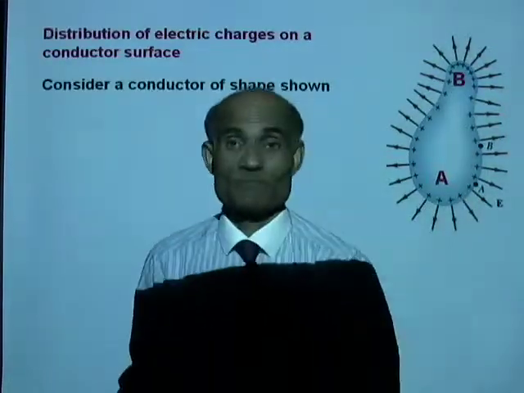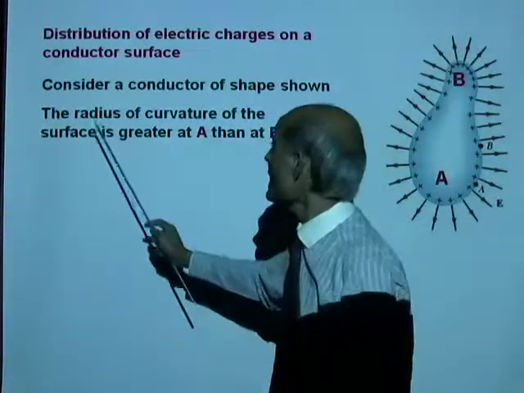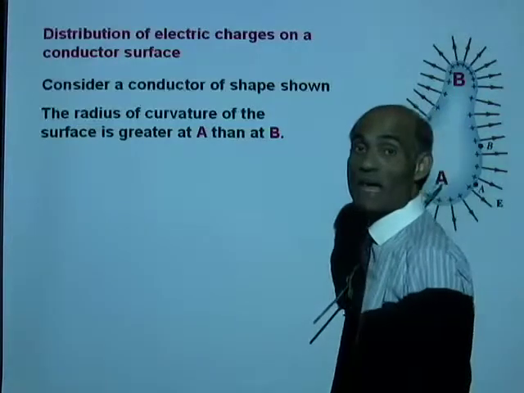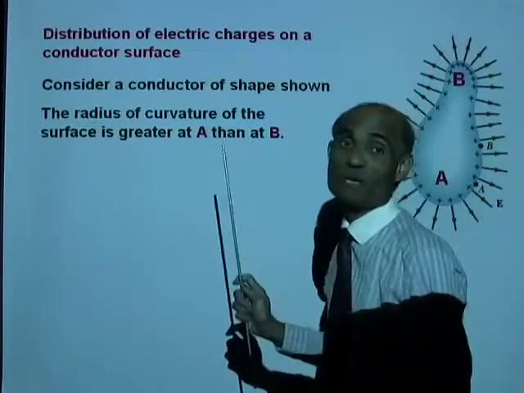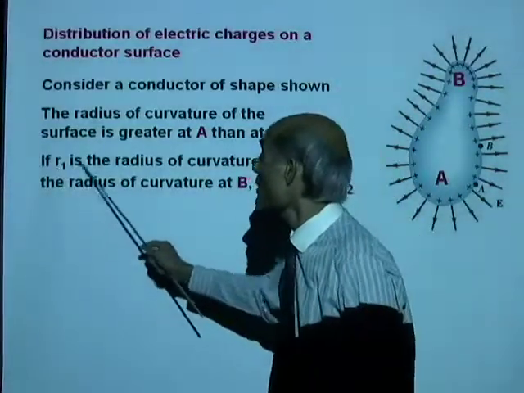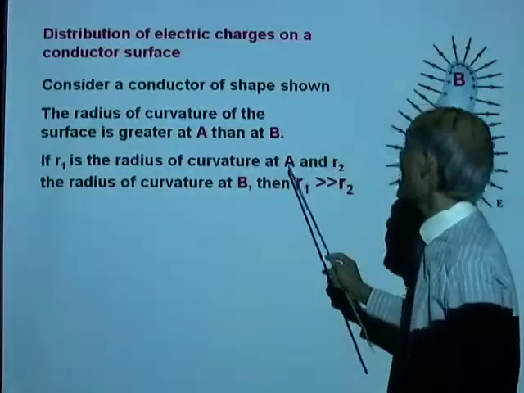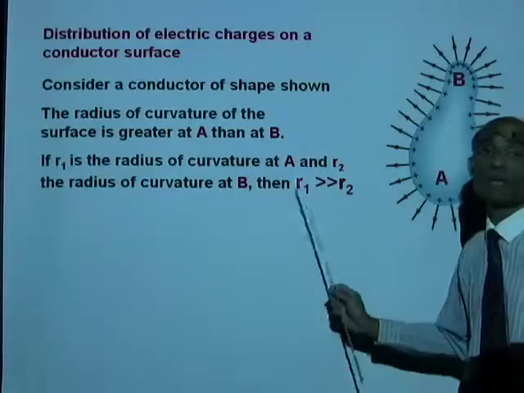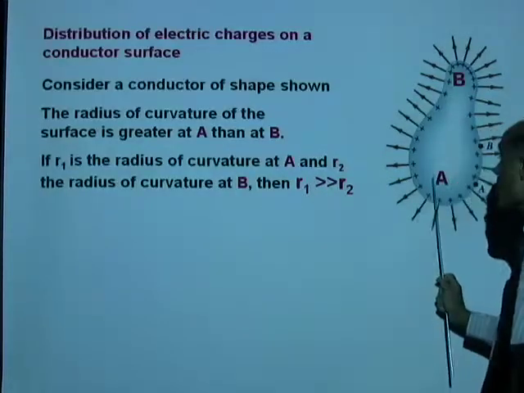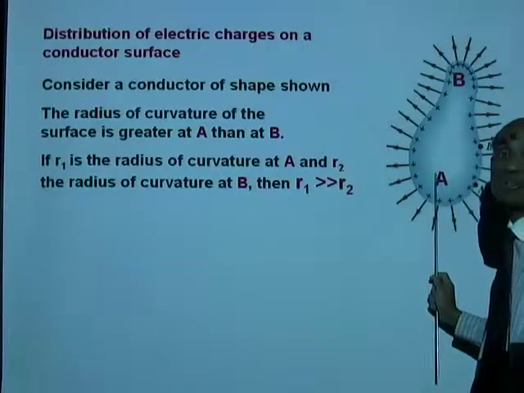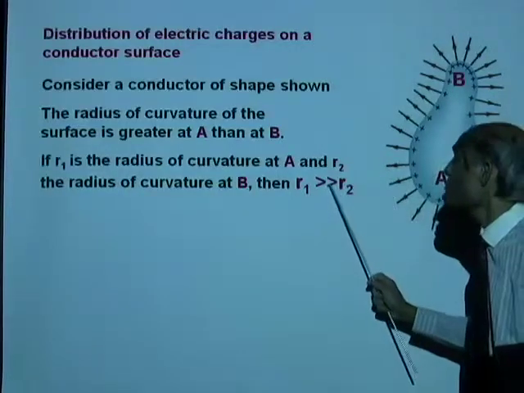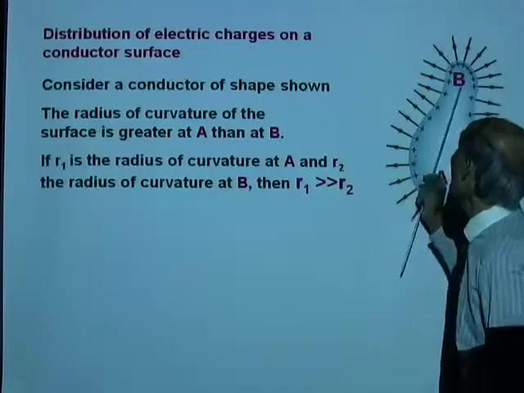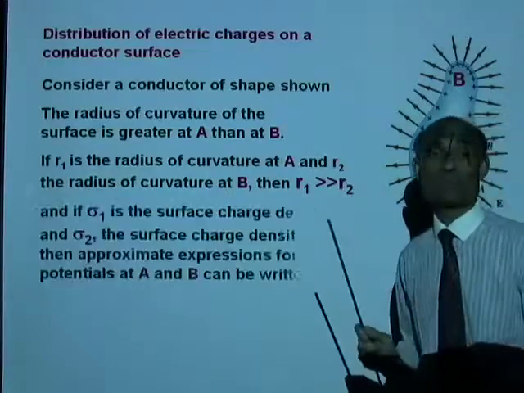Is that right? Okay. Now the radius of curvature of the surface is greater at A than at B. If R1 is the radius of curvature at A and R2 the radius of curvature at B, then R1 is much greater than R2.